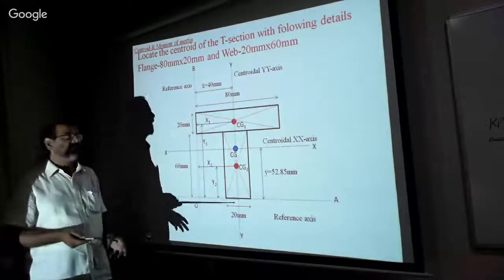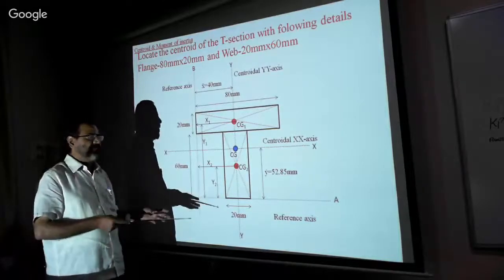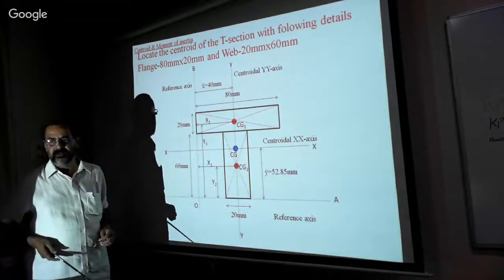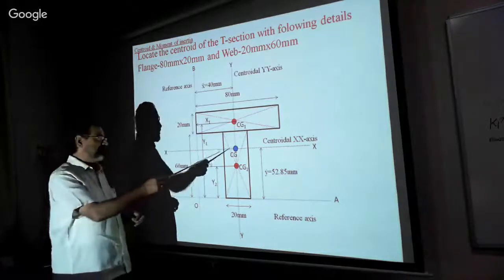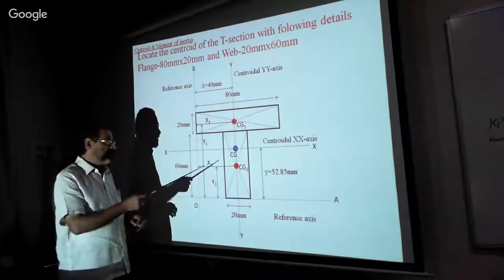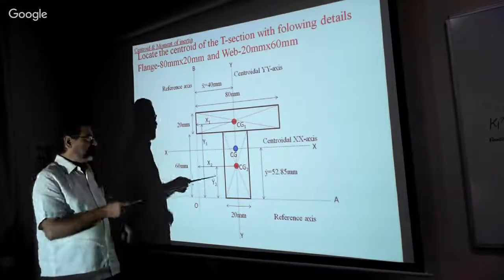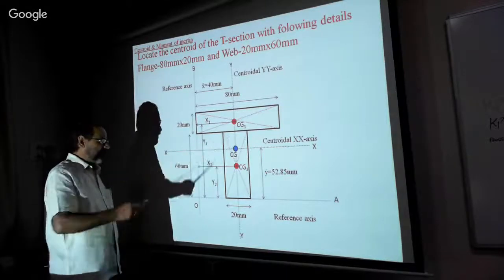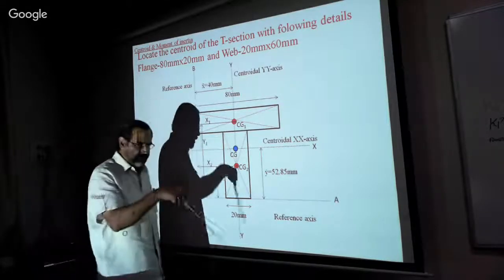Now we simply can't say x bar, y bar without saying from where. Where it is located is most important. Each one should understand this very carefully. This is the centroid of the given figure.